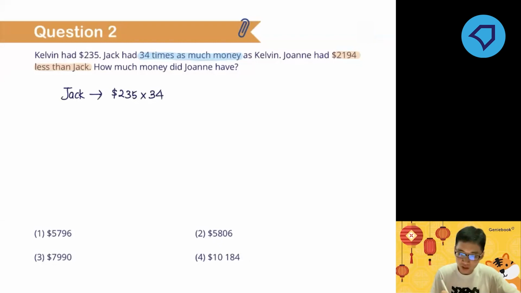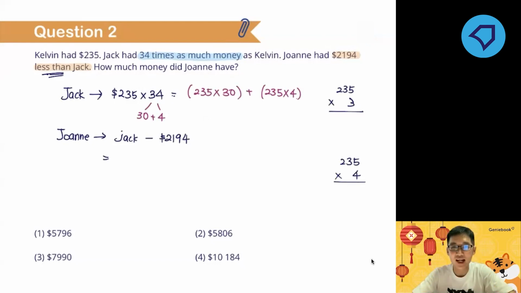All right, so after we have gotten Jack's money, how then do I find Joanne's money? So the clue here is Joanne had 2,194 less than, right? Take note, less than Jack. So she has lesser money than whatever Jack has over here. So we are going to take Jack's money minus 2,194. Okay? Okay, time's up.